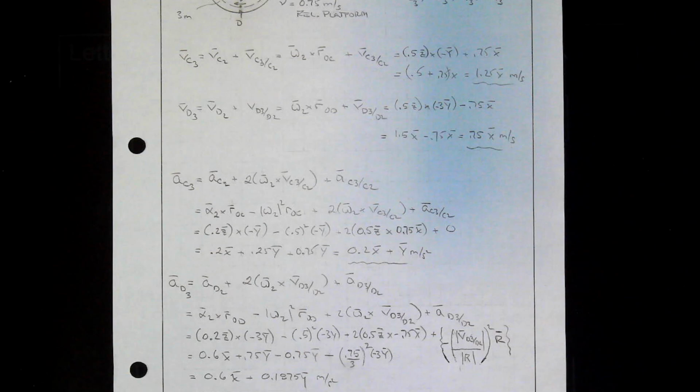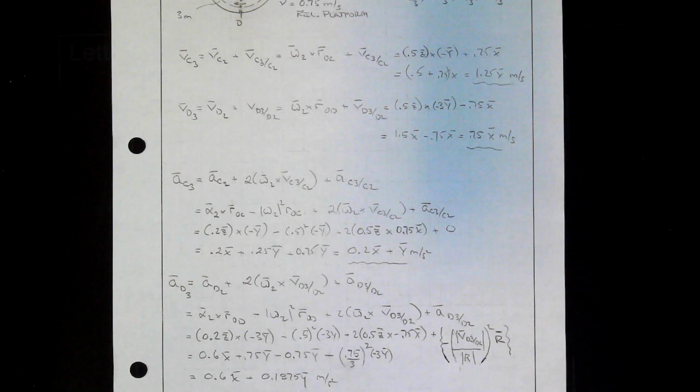Let's do D. So what's D doing? It's omega cross R, where R is now minus 3 meters. We see that here, 0.5z cross minus 3. But because of the path, the relative velocity is now minus 0.75x. Okay, add it up. We're done. 0.75x meters per second for D3. All right. So now we've got the velocity stuff. Let's go figure out the acceleration of C3.